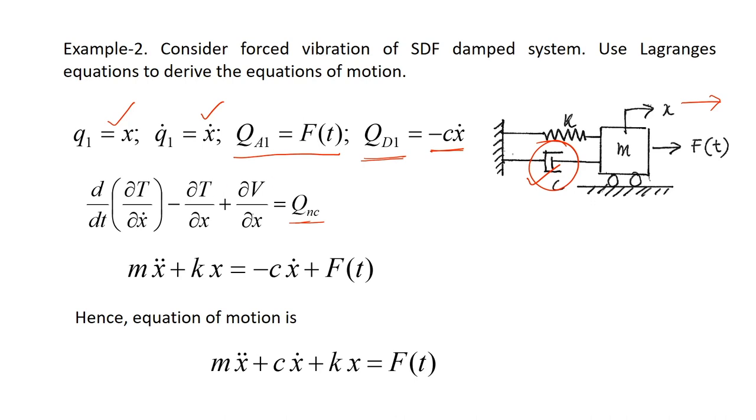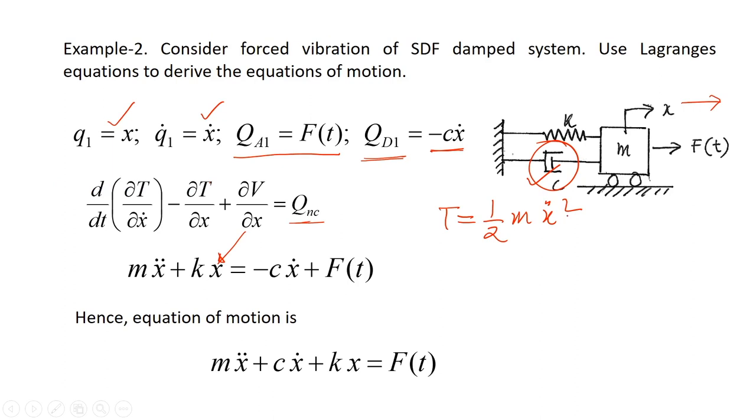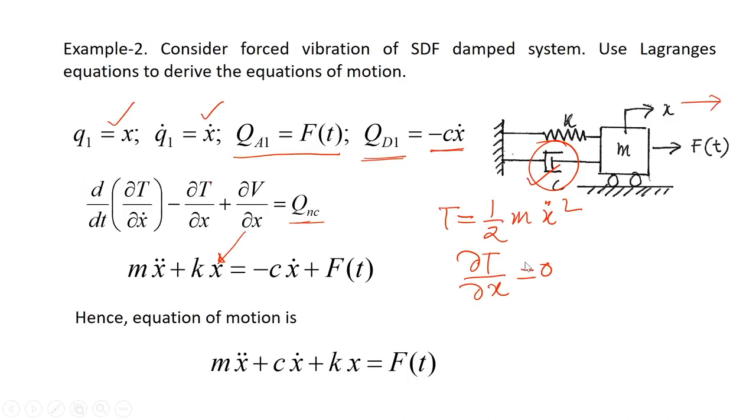How is k x coming? K x is coming from that. And this is because T is actually half m x dot square, and since it does not contain this x, therefore, del T by del x equal to 0. So, hence we can write this m x double dot plus k x, because this is again equal to 0, and the non-conservative forces are written as minus c x dot plus F t.